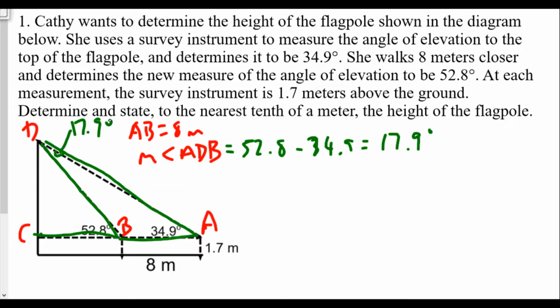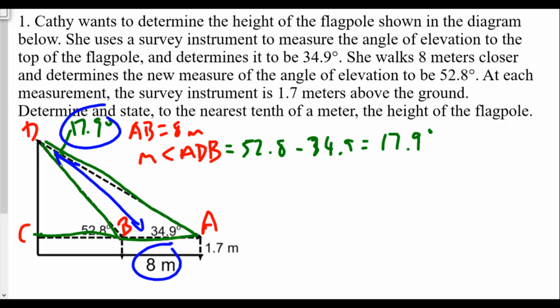Okay, so yeah, you could have found angle ABD by subtracting 52.8 from 180, and then found that measurement, add 34.9, subtract that from 180. But using the exterior angle of a triangle will make things a little easier for us. And so again, we now have a combination of an angle measure and a measure of the side opposite. So here we go. This is going to be law of sines.